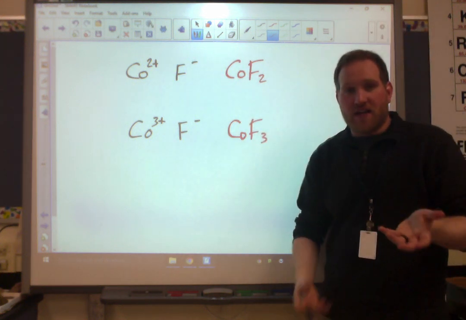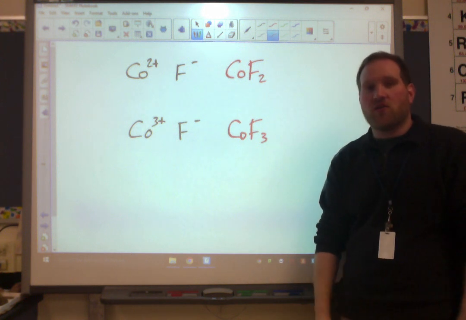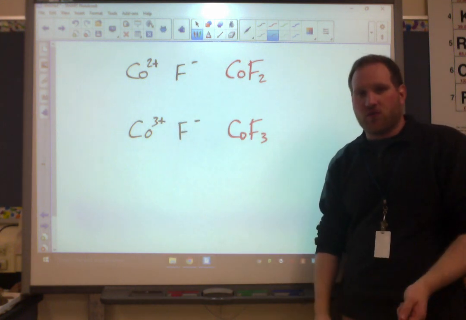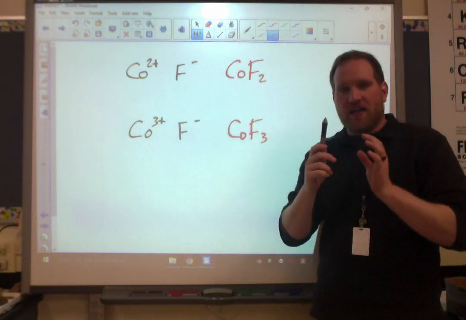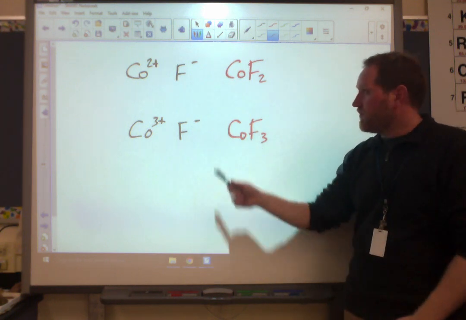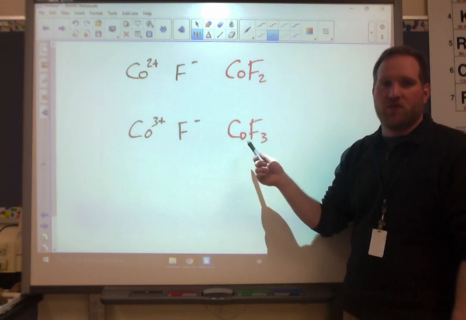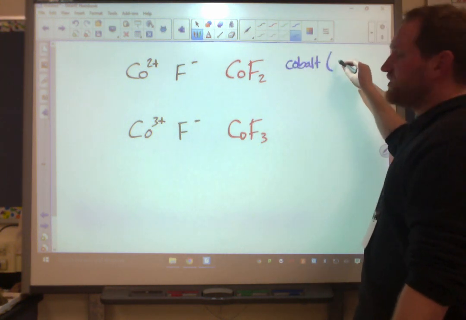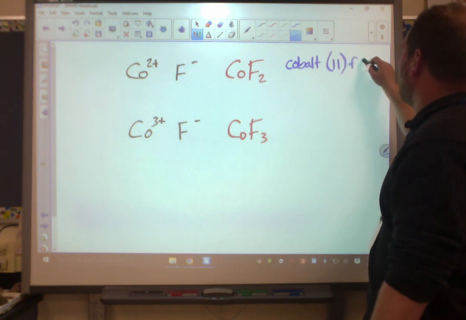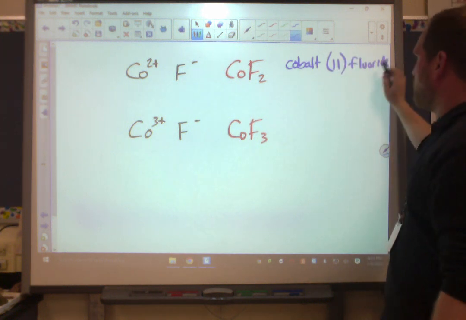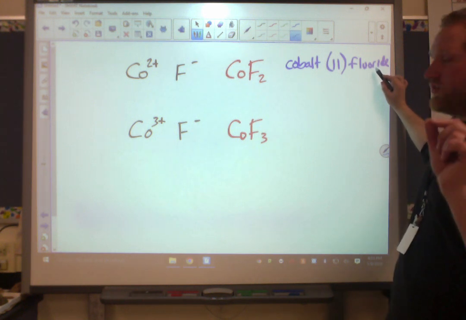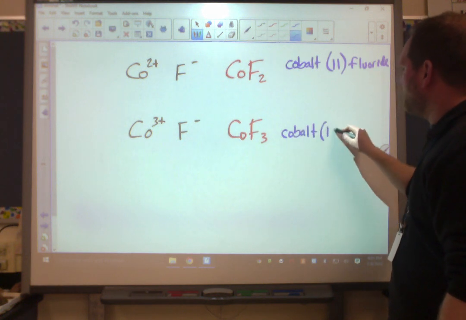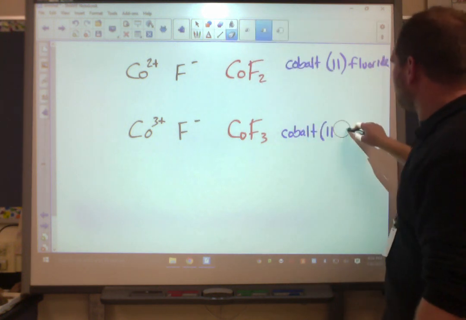So when you're saying it just out loud, you would just say cobalt 2 fluoride, and this one, because it's 3+, is cobalt 3 fluoride. So the charge of the metal gets stated in between the two. Cobalt 2 fluoride, cobalt 3 fluoride. When you write it out, you say cobalt, parentheses, Roman numeral 2, close parentheses, fluoride. Fluoride, of course, F-L-U-O, not O-U. So cobalt(II) fluoride, and this one is going to be cobalt(III) fluoride.